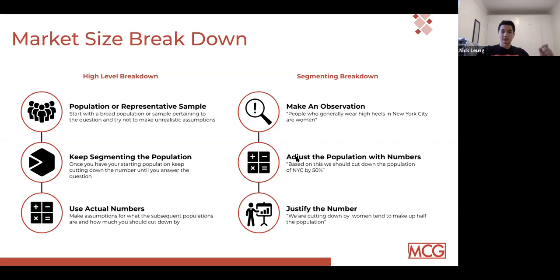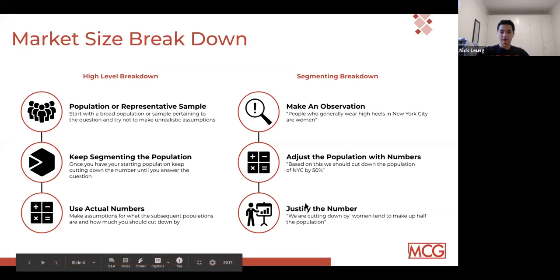Our second step in segmenting would be adjusting that population that we had, the 8 million people in New York City, with numbers. Based on this observation, we can cut down the population of New York City by 50% to get us 4 million people.